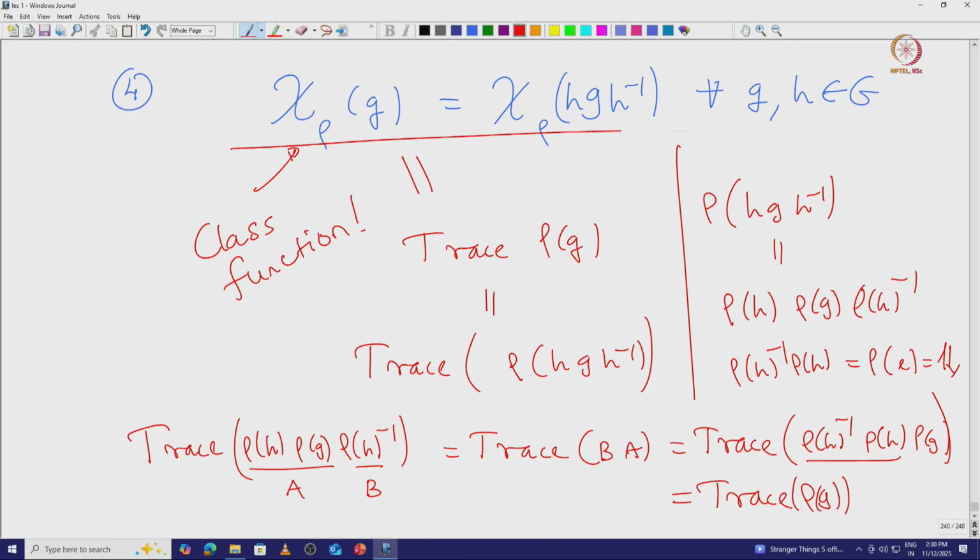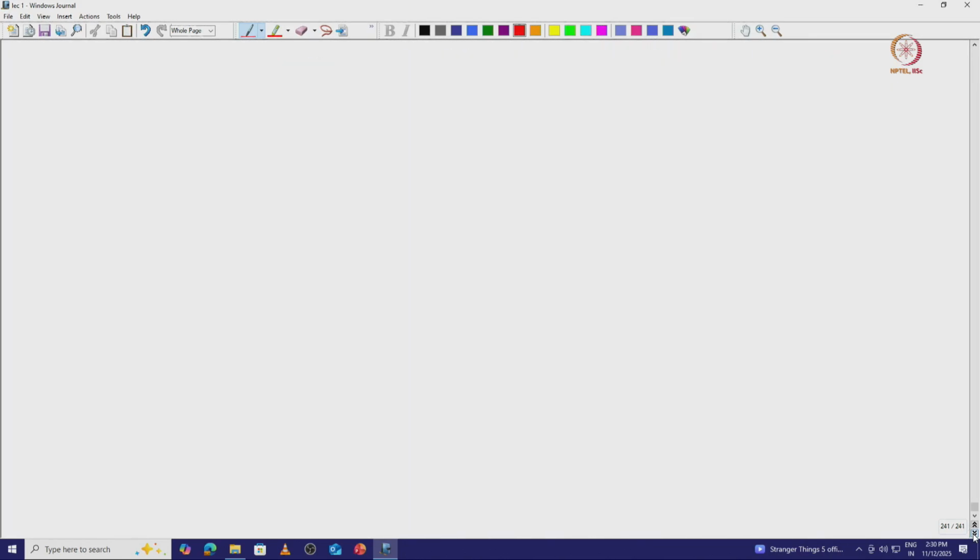So, this character indeed is a class function. What is a class function? A class function takes a constant value on the conjugacy classes. Let us quickly recall what a conjugacy class is. We have this group, and on this group we can define the conjugacy relation. Let us call tilde C the conjugacy relation.